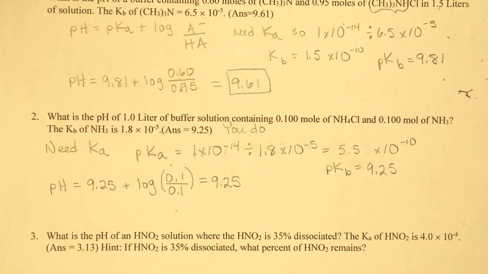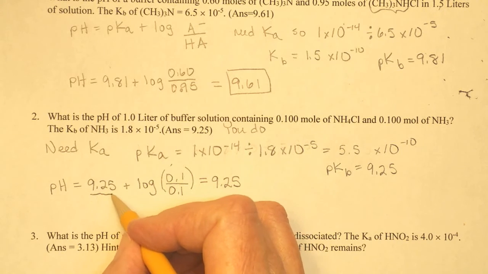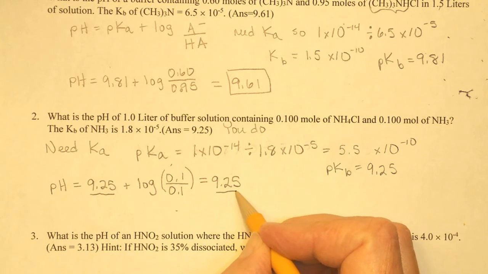Okay, let's take a look at the answer. We needed Ka, so once again we figured that out from determining the value of Kb. There's our value for Kb. pKb is 9.25. We substituted it into the equation, and we ended up with a log of 0.1 over 0.1, and that was 9.25. Notice these are exactly the same value.